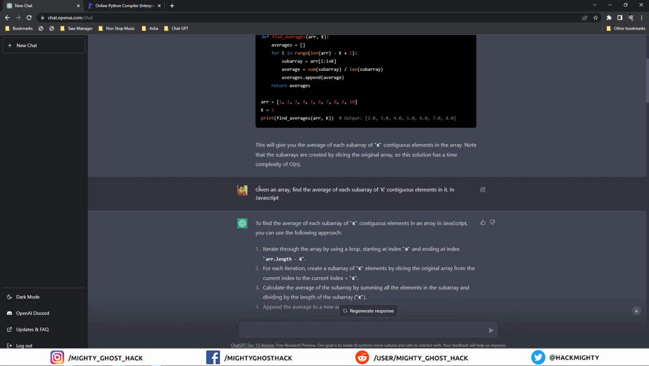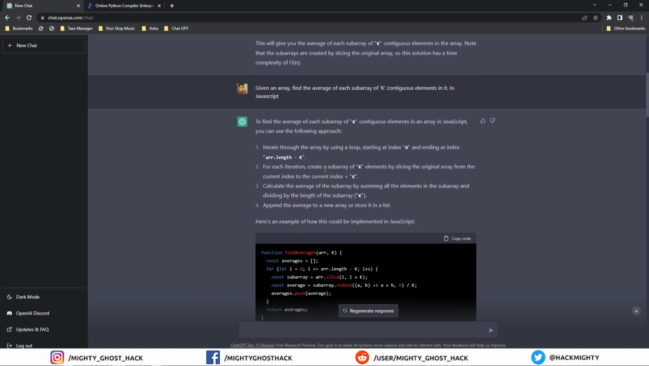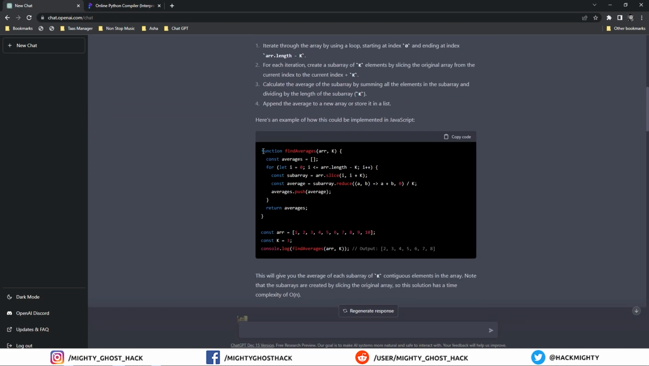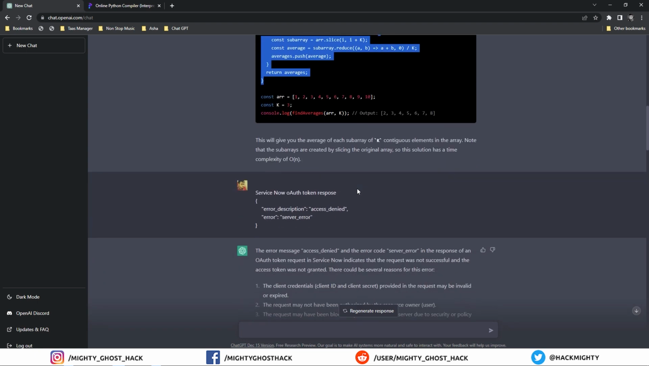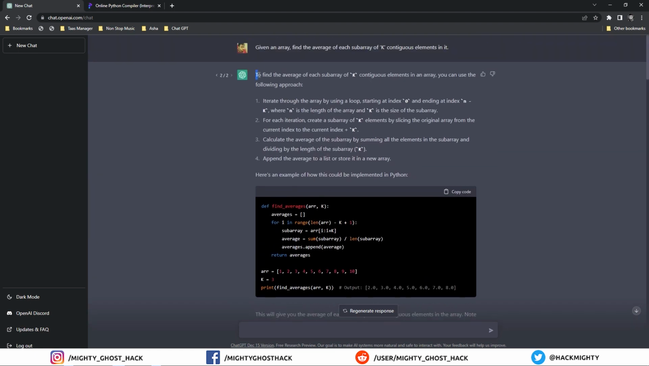Then again I put the same question, and this time I asked for it in JavaScript. I just wanted to test how it functions if there is any twist in the question. But here also it provided me the exact solution I was looking for. I can see that it is providing me the solution. That is good, because this is what it's meant to be.